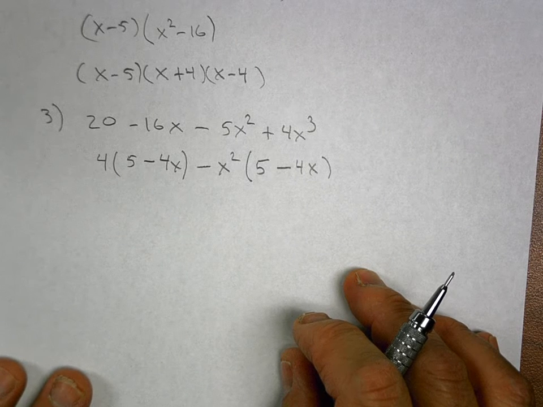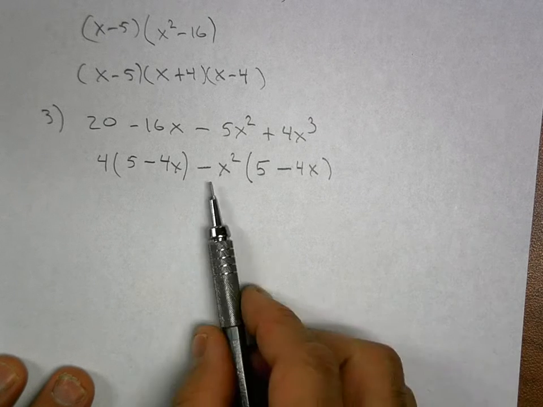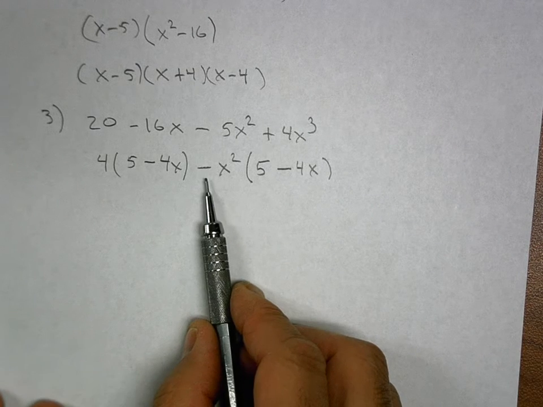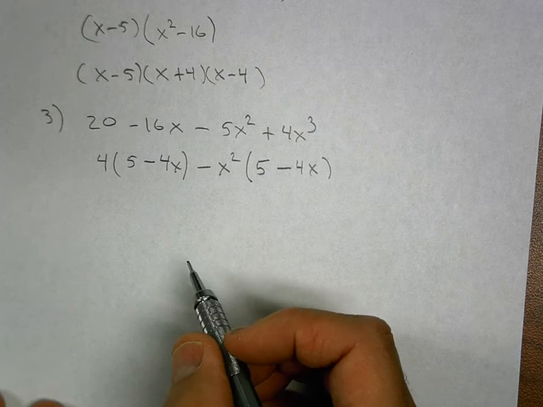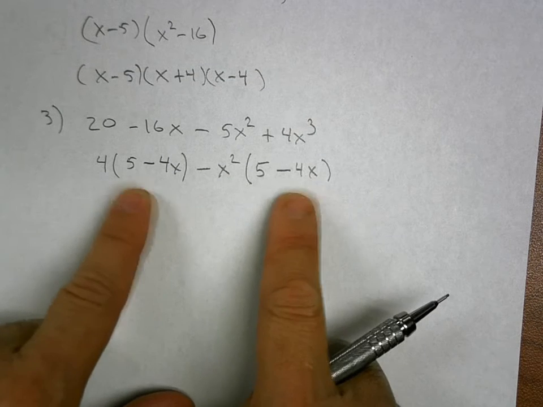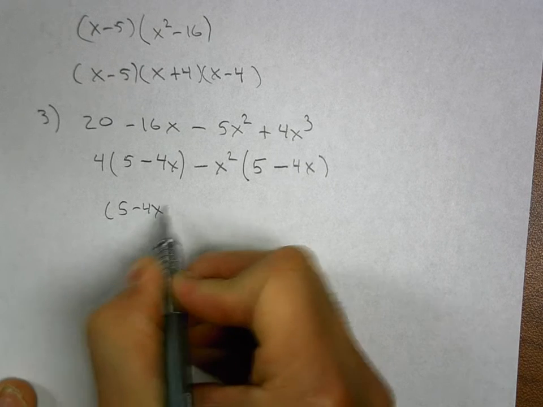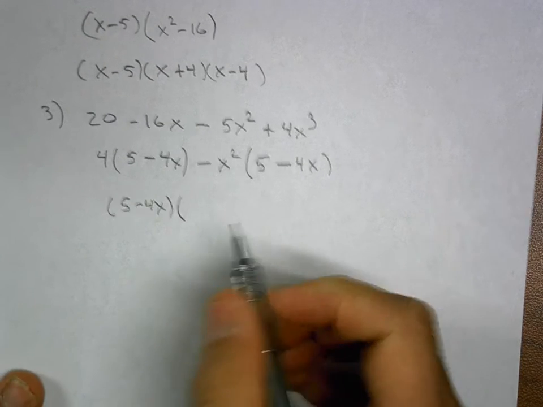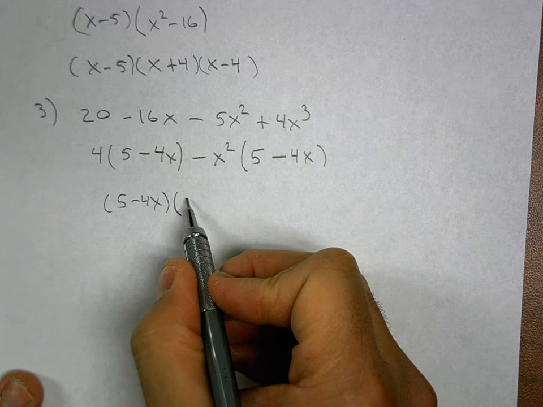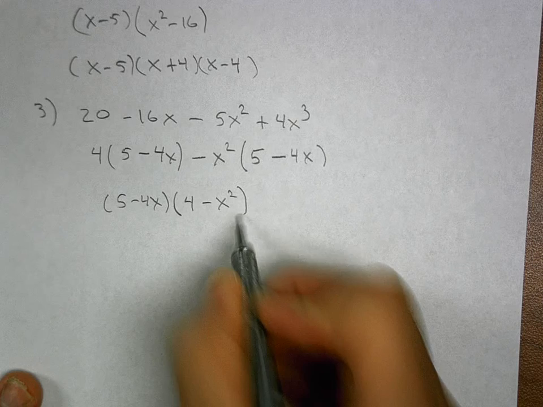Or can we go further? We can go further. In fact, we're not even factored because these aren't factored. That's a minus there. Okay, what can we take out? There we go, GCF, just like our other ones. So 5 minus 4x is our GCF. So 5 minus 4x times, what do we have left? 4 minus x squared. Good.